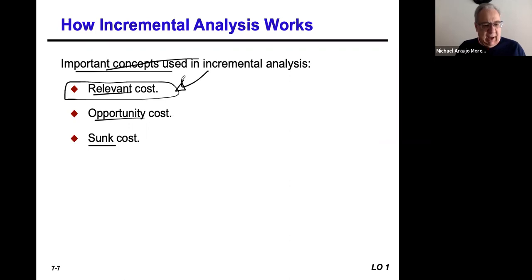Okay. The opportunity cost is what we're going to be giving up by choosing alternative A versus alternative B, right? So those are going to be the opportunity costs in looking at incremental analysis. What are we giving up if we choose A versus B? Are we giving up more revenue? Are we giving up something?